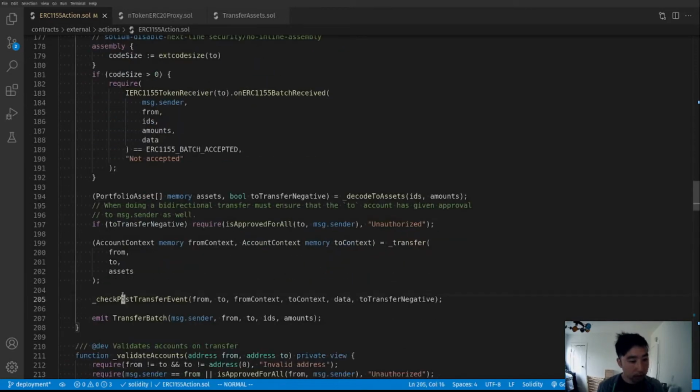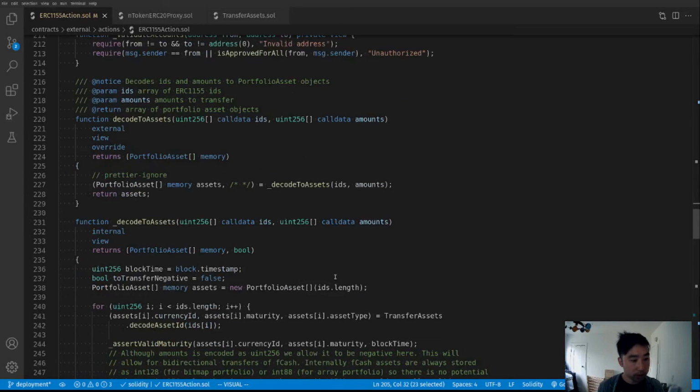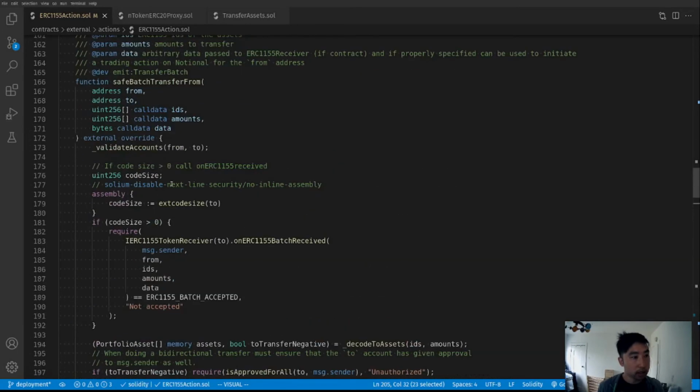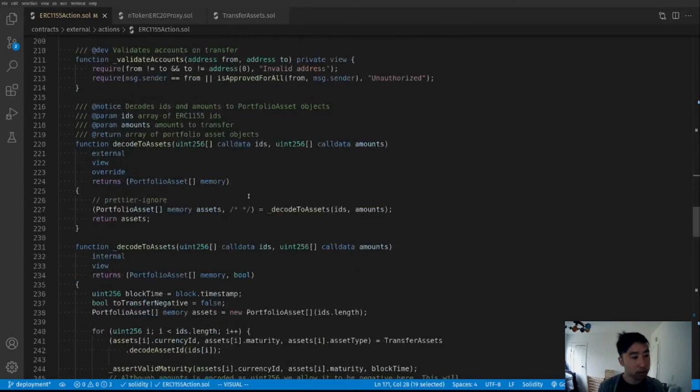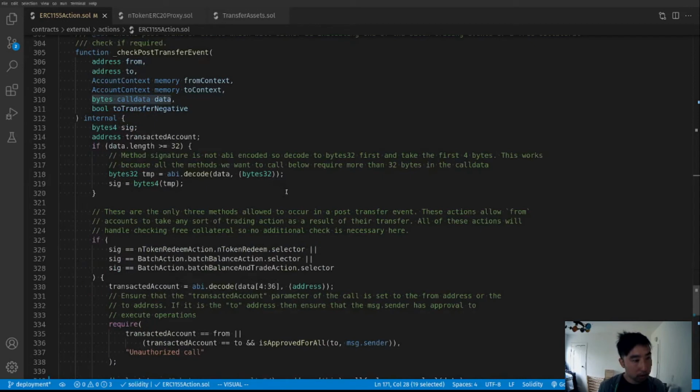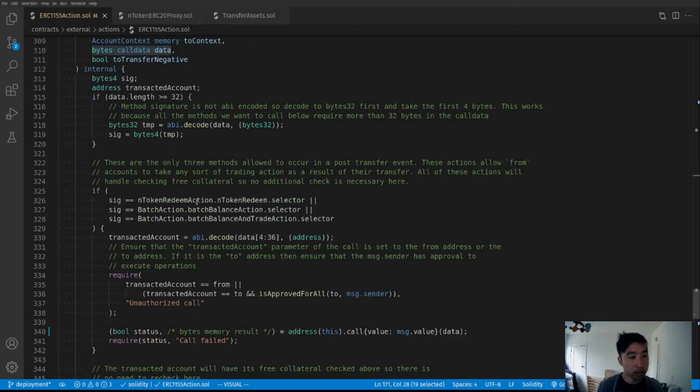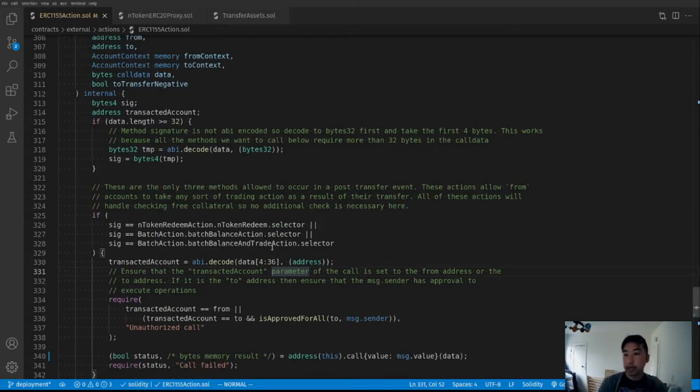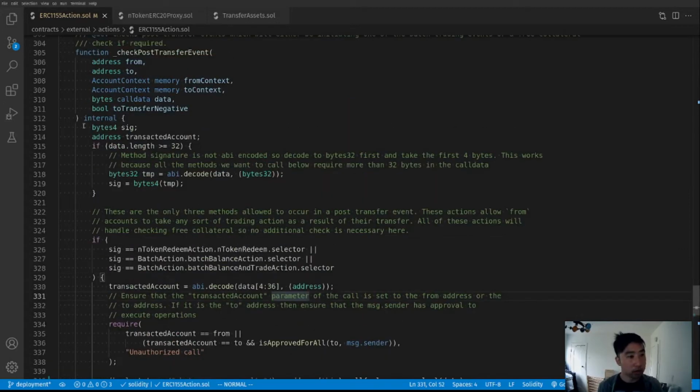Now, the last thing we have here is a post-transfer event. So in the ERC1155 spec, you are allowed to specify arbitrary call data. And so market makers can use this to execute a trade on the notional liquidity pools or redeem nTokens inside a single transaction. So what we'll do here is we will take a look at this call data.